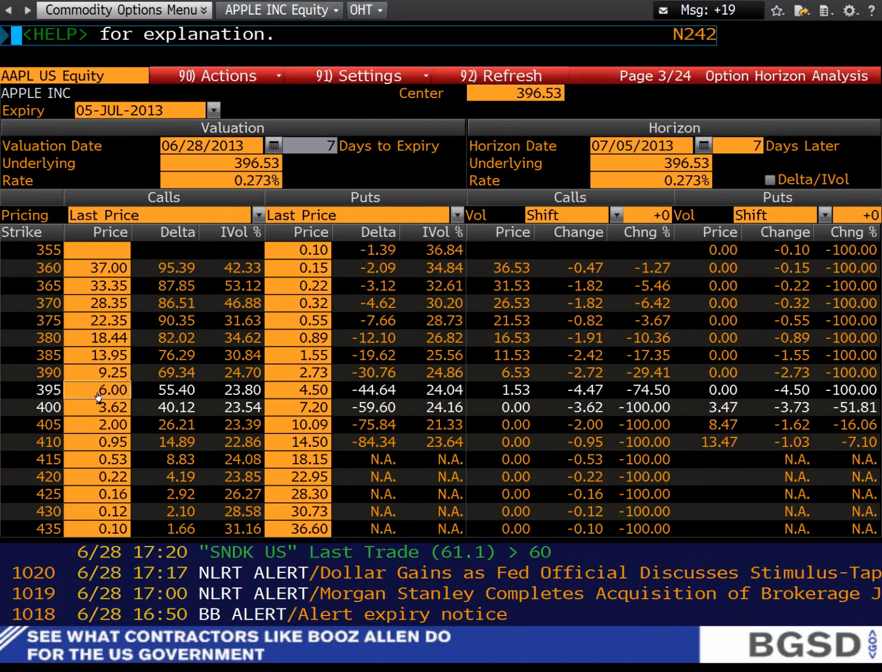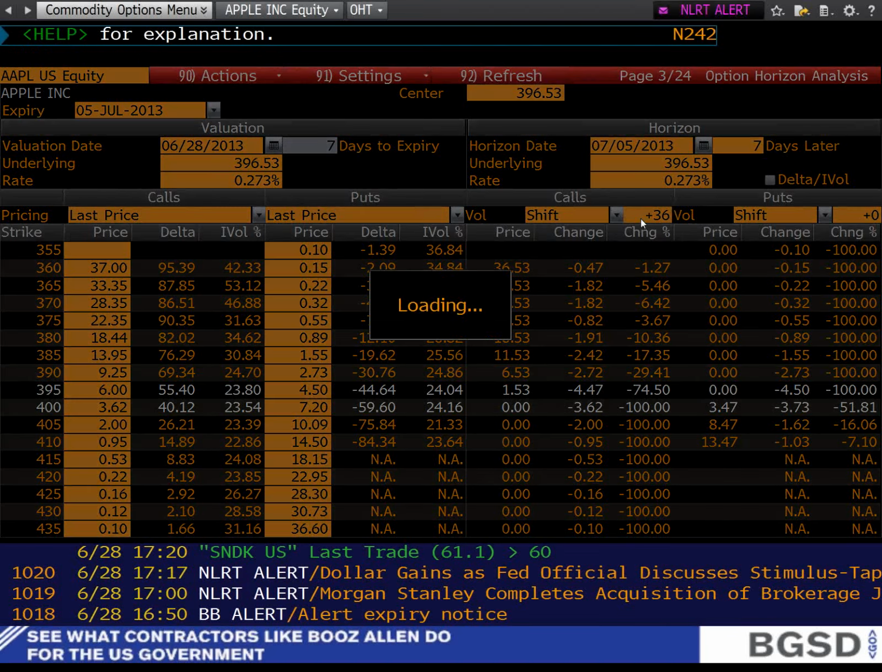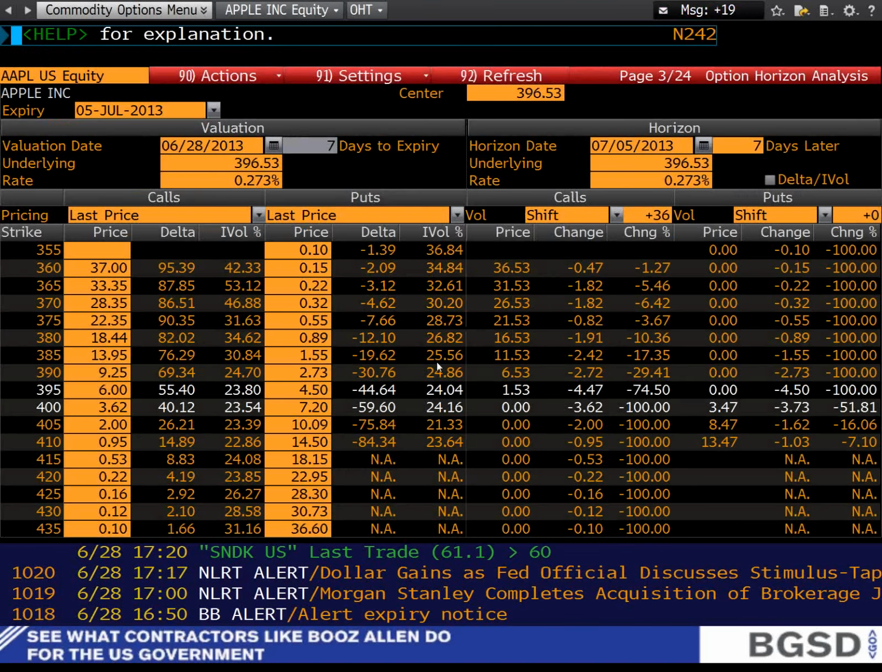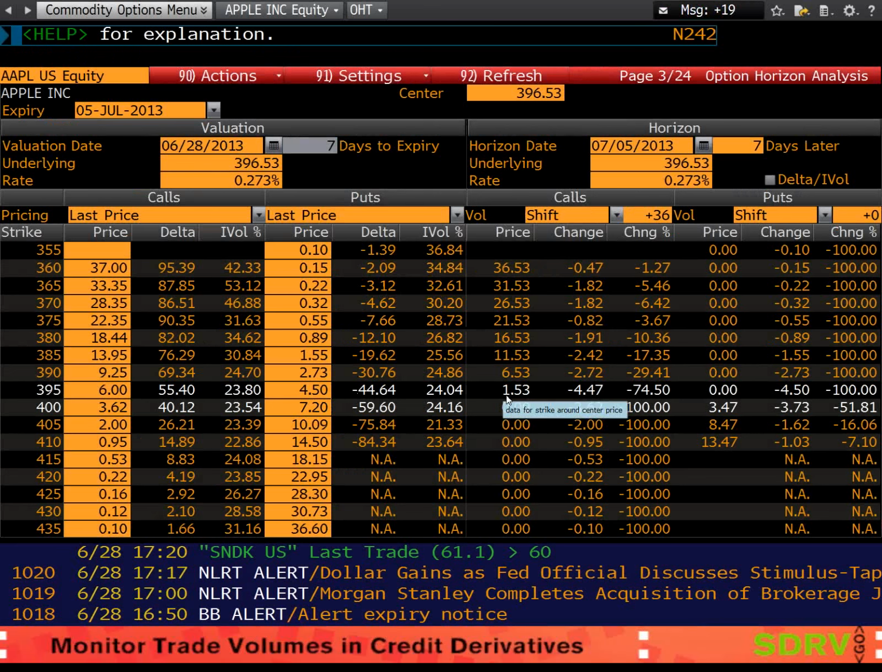Okay, so here it is. All right. So today the 395s are $6 and are trading at 24% volatility. Okay. Now we get to the evening before the expiration, the 4th, and the implied volatilities have moved up to 60. So we're going to add 30, call it 36. Okay, and the price has not changed.